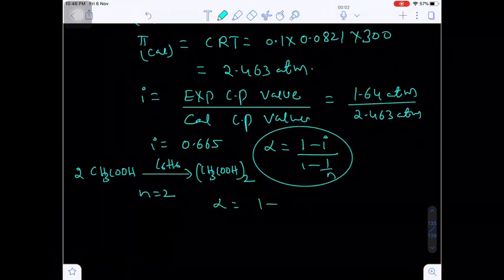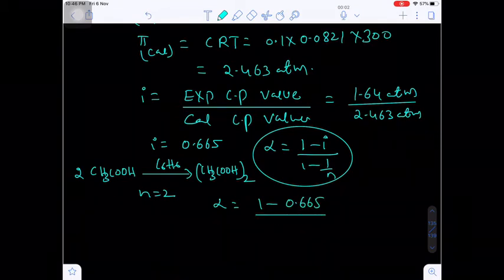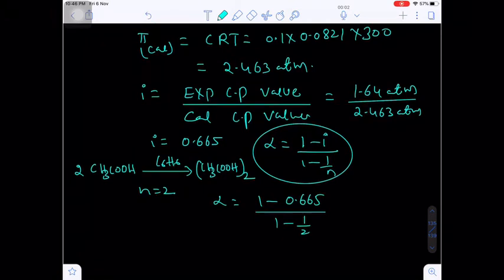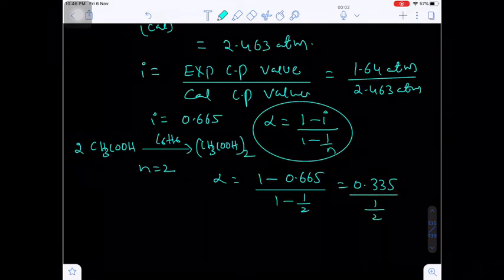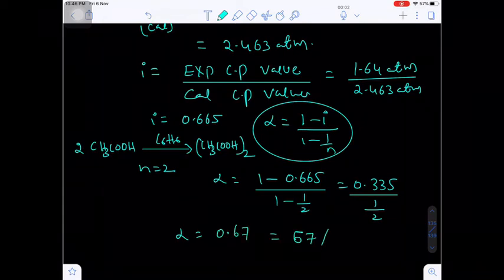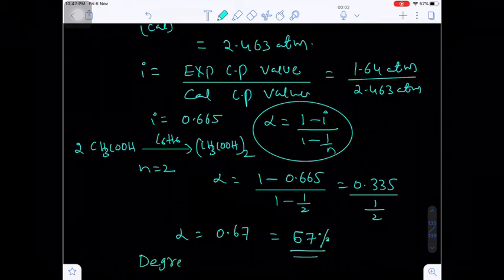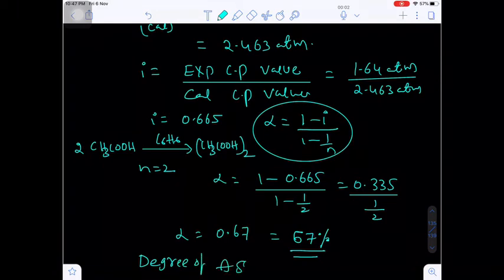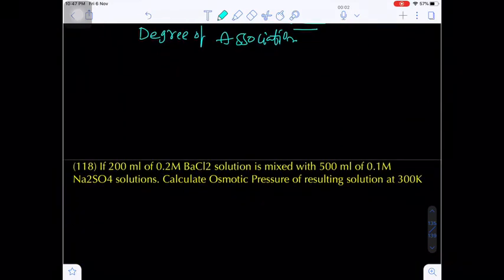So alpha will be equal to (1 minus, what is the iota value, 0.665) whole divided by (1 minus 1 by 2). Are you getting my point? So 0.335 divided by (1 minus 1 by 2), nothing but 1 by 2. So finally alpha value is equal to 0.67. That means 67%. This is the degree of association. Okay.